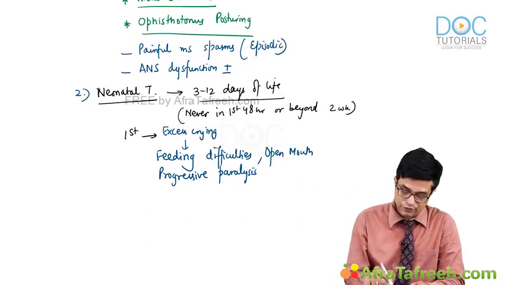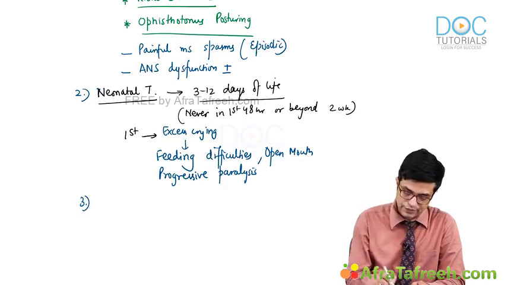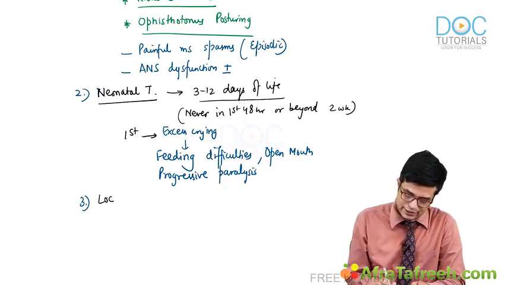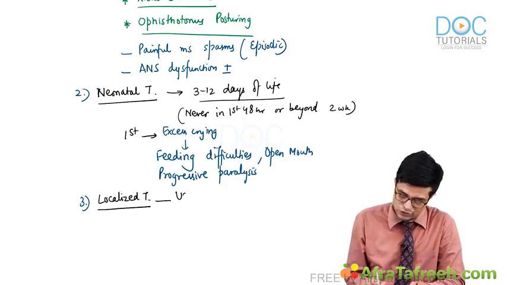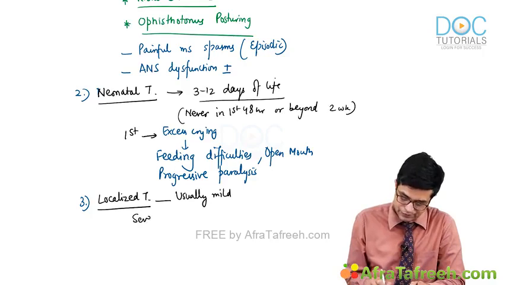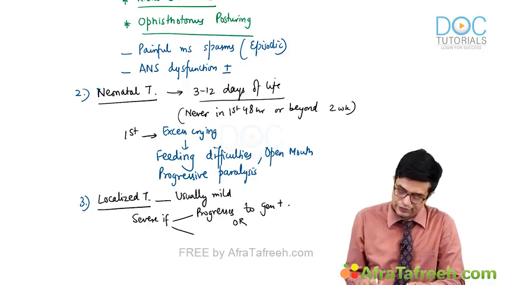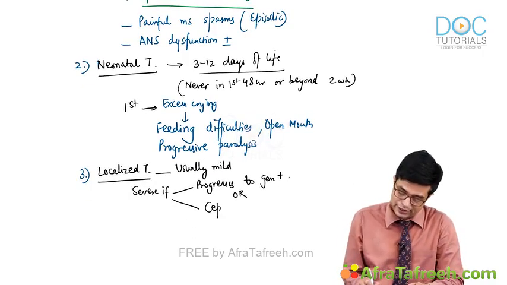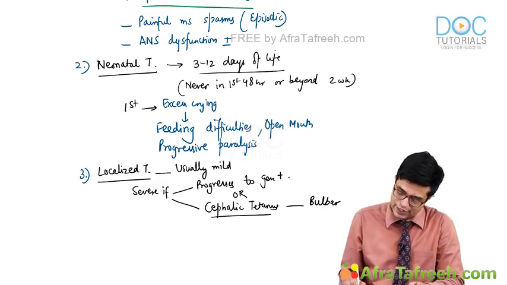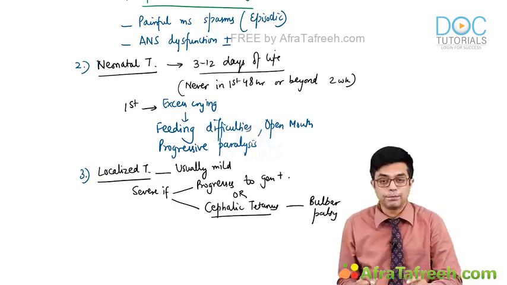And the third rare form, which is also a mild form, is localized tetanus. However, localized tetanus is usually mild but can be severe if it progresses to generalized illness or if the patient develops cephalic tetanus, that is head and neck involvement. Cephalic tetanus is characterized by bulbar palsy, and so it has a very poor outcome.